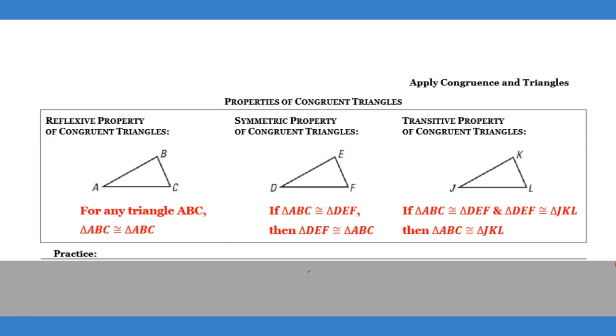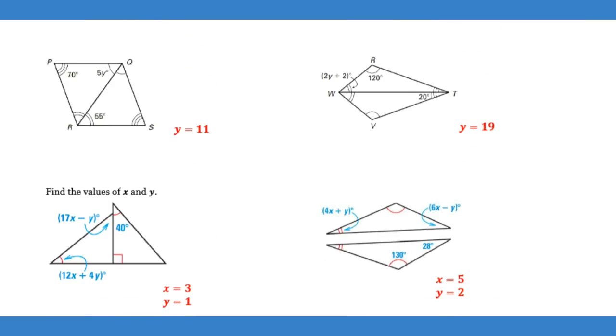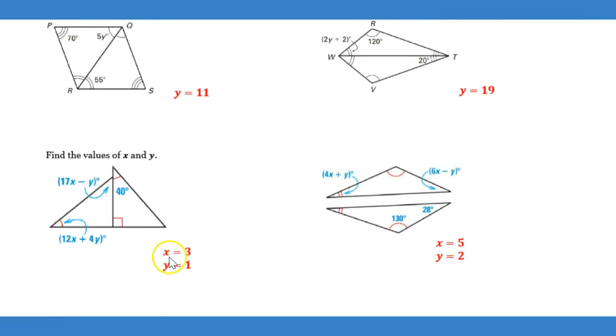All right, take a look at the practice problems and then come back and check your answers. All right, in the first one, y is 25, y is 70, y is 11, y is 19. And then on the slightly harder problems, x equals 3, y equals 1, x equals 5, y equals 2.